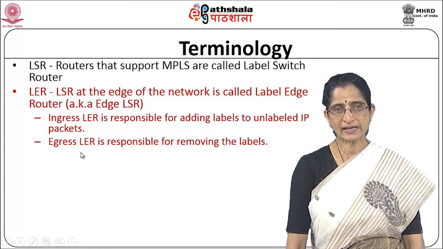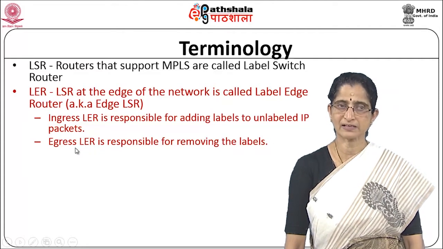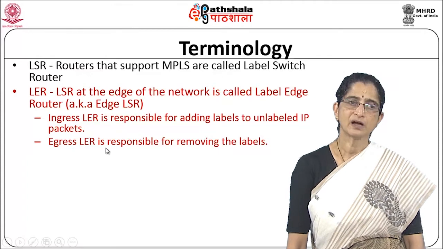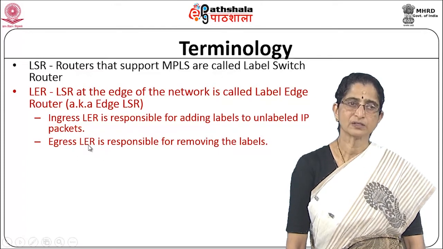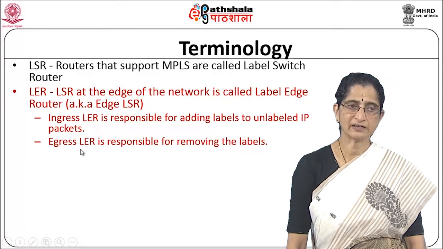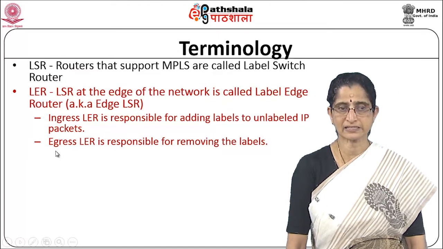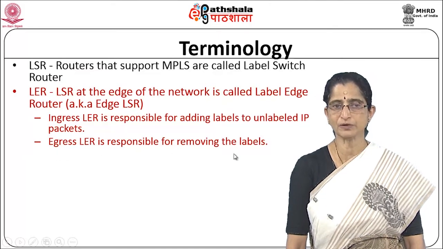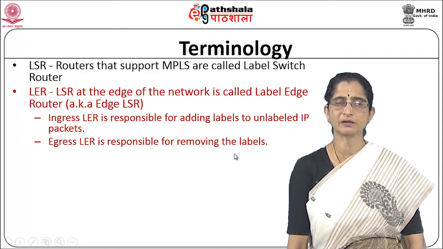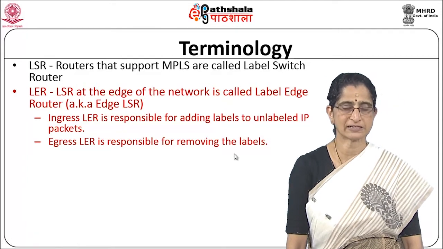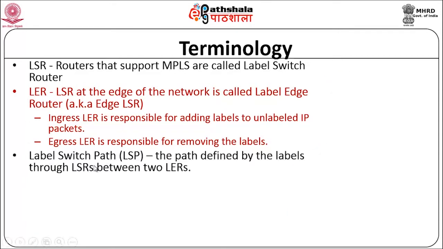Similarly, when a packet exits the MPLS domain, you will have an LSR and an edge router there, an LER, which will act as the egress LER. This is responsible for removing the labels, because what has to be sent out has to be an IP packet without these labels attached to it. Then we talk about something called an LSP, or label switch path. This label switch path is the path defined by the labels through the LSRs between the two LERs.